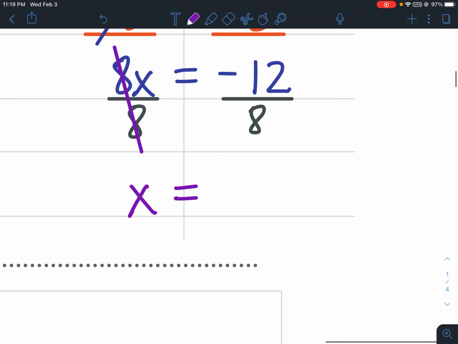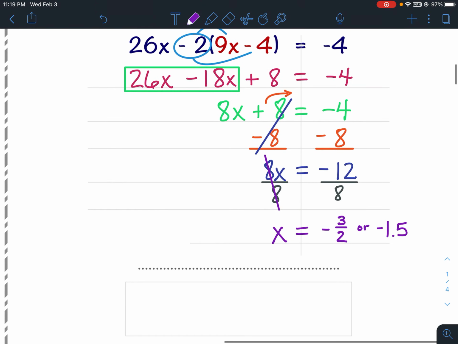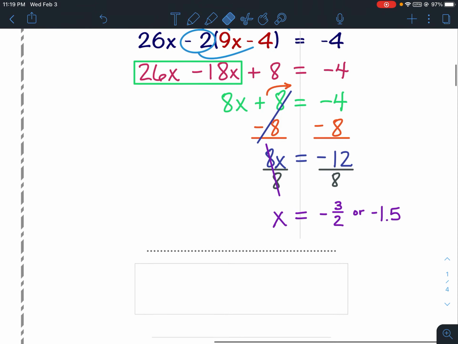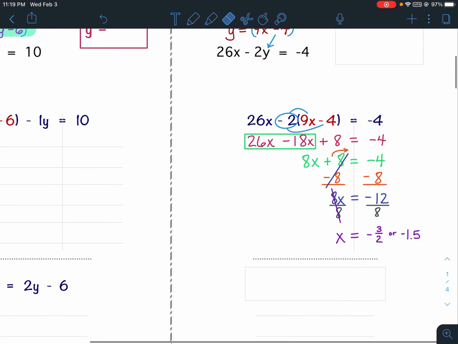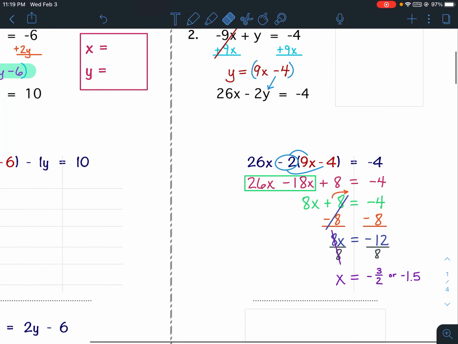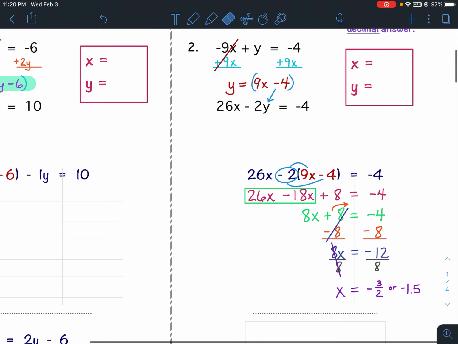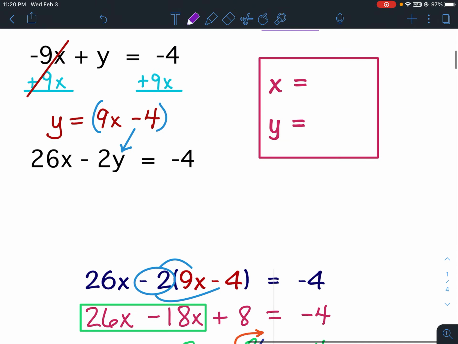We're going to go ahead and write down both, though. So this would be negative 3 over 2, which is the same as negative 1.5. All right. So now that we solved for x, I'm going to come up here. I know x is going to be negative 1.5. Let's fill that in.